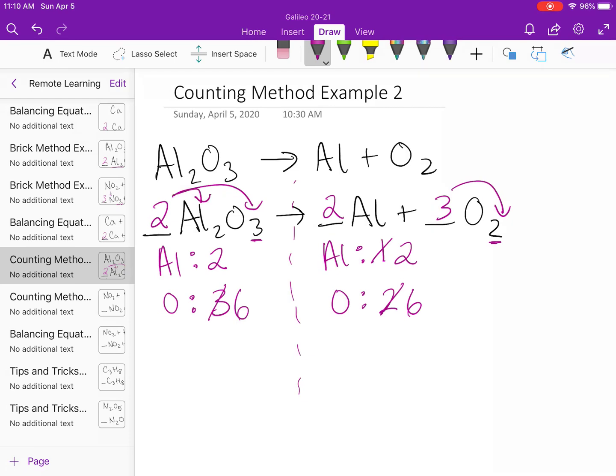So it's also going to multiply by our Al2. It's going to change it to a 4. It's fine, it's not a big deal. We can change coefficients after we've written them. So let's just change the 2. We'll change the 2 on the right side to a 4.